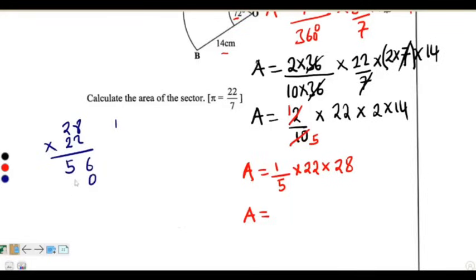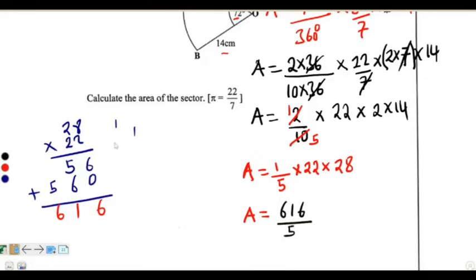2 times 8 is 16. We write 6, we carry 1. 2 times 2, 4 plus 1, a 5. Then we can add. So here we are going to get 6. 11, I'll write 1, I'll carry 1. 0 plus 5 is 5 plus 1, 6. So when we multiply 22 times 28, you're going to get 616 over 5. Something like this.